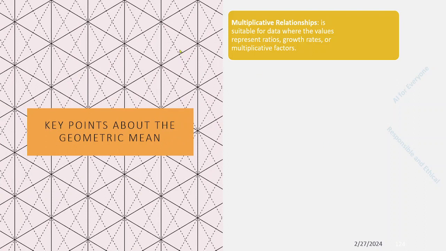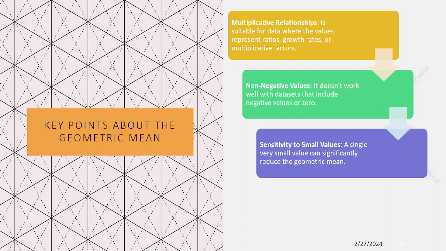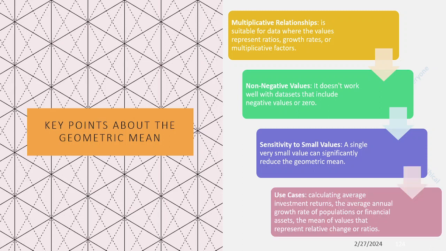So some key points about geometric mean. It is suitable for data when the values are ratios or growth rates or multiplicative or exponential growth or decay. And the data column should have non-negative values. It doesn't work with a data set which has zero or negative values because everything will become zero. It's sensitive also to very small values. So there are certain considerations that we have to make before applying geometric mean.